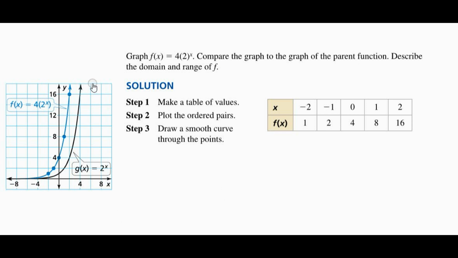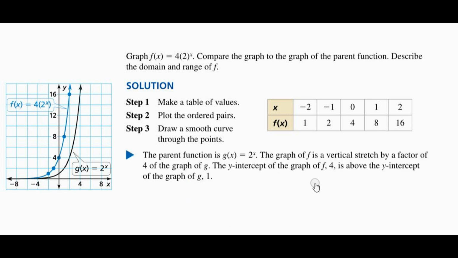Okay? Step 3, this particular problem asks you to compare the graph to the graph of the parent function. The parent function is 2 to the x, without this 4 in front of it. This 4 changes the function. As you can see, that 4 in the front makes this steeper. It makes it turn more quickly and go up higher faster. So the parent function is g of x equals 2 to the x. The graph of f is a vertical stretch by a factor of 4 of the graph of g.